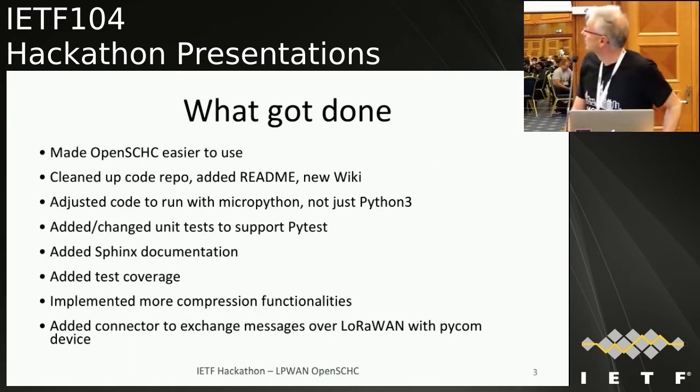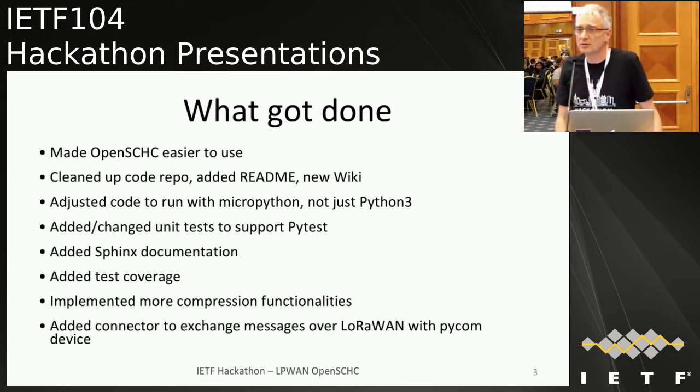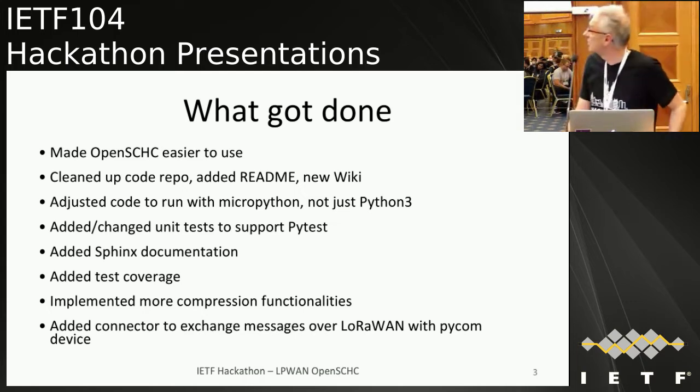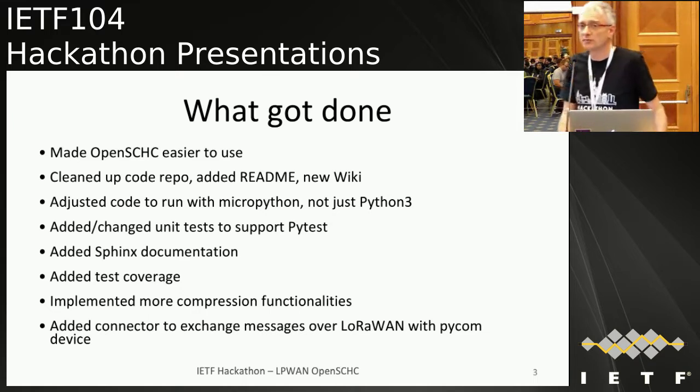So what got done is first we made the project more usable to newcomers by improving documentation, basic stuff, adding a README, cleaning up the repo, there was dead code, adding a new wiki for more detailed explanations. The code is meant to run in Python 3 and also on MicroPython for microcontrollers, but it had mostly been developed on Python 3. And so we fixed the code so that it can now run on MicroPython. We achieved that.